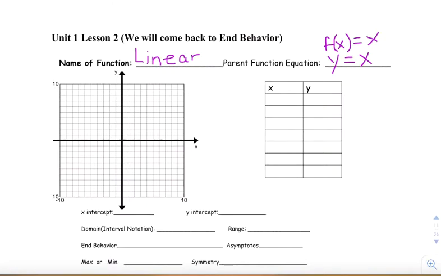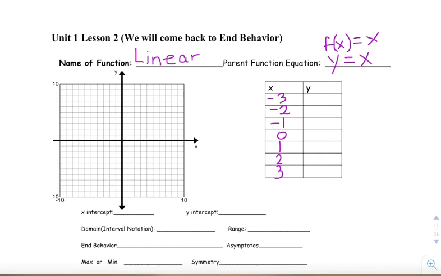When we create a table, something you want to be able to do is include some negative, some positive, and 0 as your inputs. So let's begin with, let's say, -3, -2, -1, 0, 1, 2, 3. So these are inputs you should be able to come up with that include a little bit of everything.